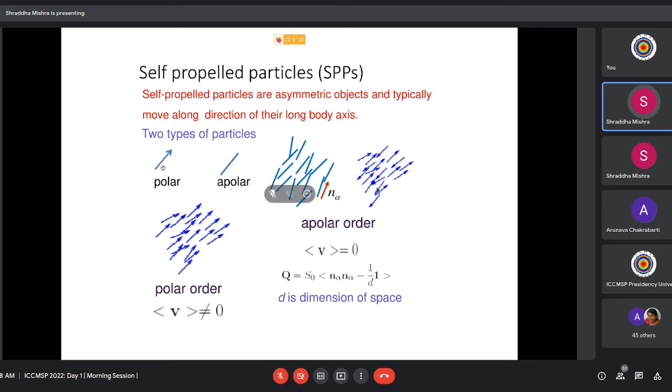...to tail, like fish, birds, and so on. But some particles cannot distinguish from head to tail, like many cells present in our body. They are elongated, but they cannot distinguish head from tail. So they are called apolar particles.